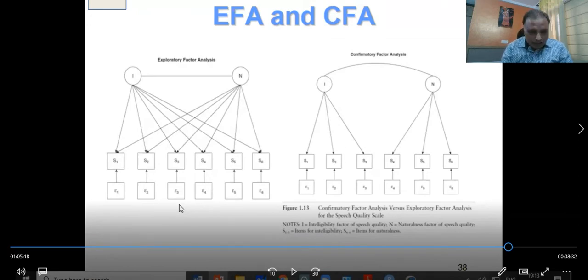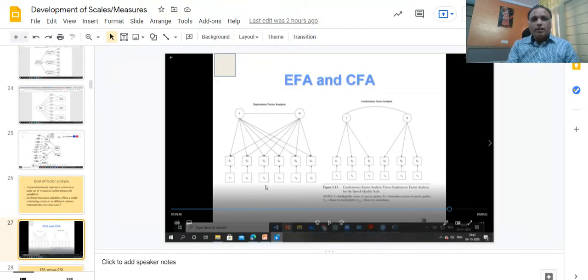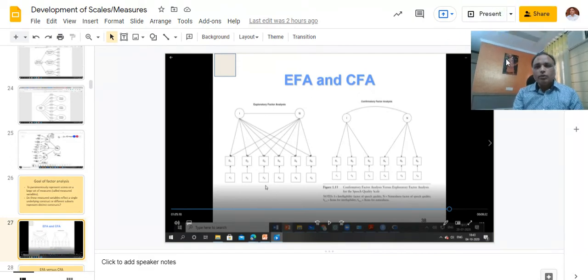First thing, you need to justify why you are going for a new scale. So the first caveat: you need to justify why you are creating a new questionnaire. I hope things are clear to all of you, why we need to go for a new scale.